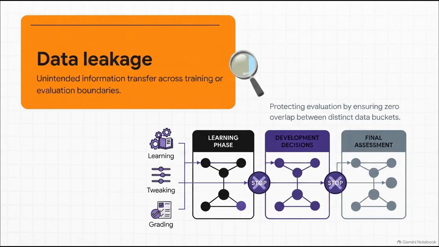What we're really trying to avoid here is a cardinal sin in data science. It's called data leakage. Basically, this is the unintended transfer of information across your training or evaluation boundaries. In plain English, it's when the algorithm accidentally peeks at the answer key. If information from your final test bleeds into the learning phase, the model is going to look artificially brilliant. So, by splitting our data into 3 distinct buckets, we're aggressively protecting our evaluation. We assign completely non-overlapping roles to learning, to making development decisions, and to our final assessment. Learning, tweaking, and grading, they absolutely must never mix.